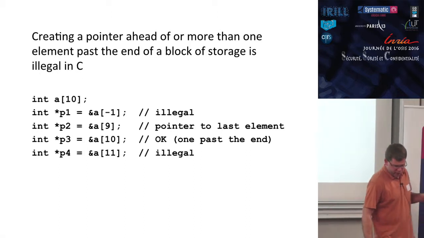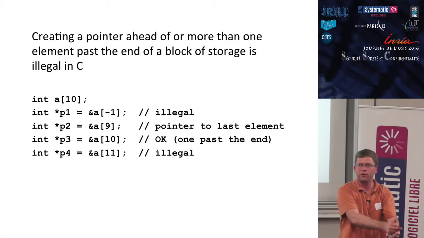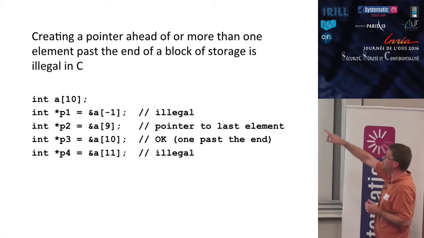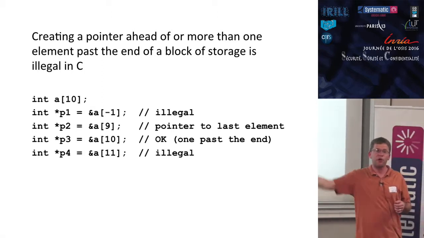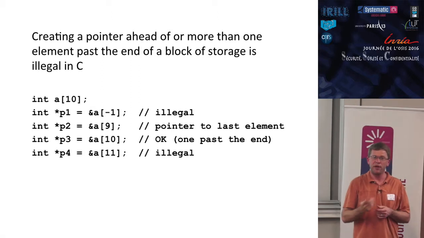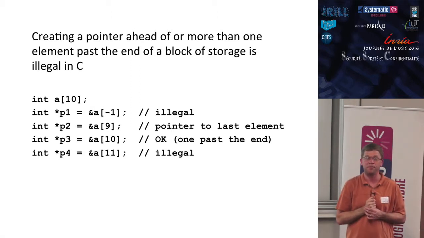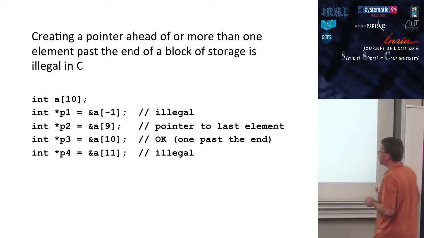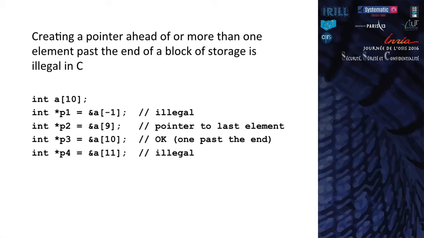Another kind of undefined behavior that's possible in C is taking a pointer to a block of storage and moving the pointer so that it points outside of the block. If we have an array of 10 integers, A on the slide here, we're not allowed to construct a pointer to A sub minus 1. We're not allowed to point to the array cell before the array. We're allowed, of course, to make a pointer to the last element, A sub 9. And through a special case in the standard, we're allowed to make a pointer to A sub 10.